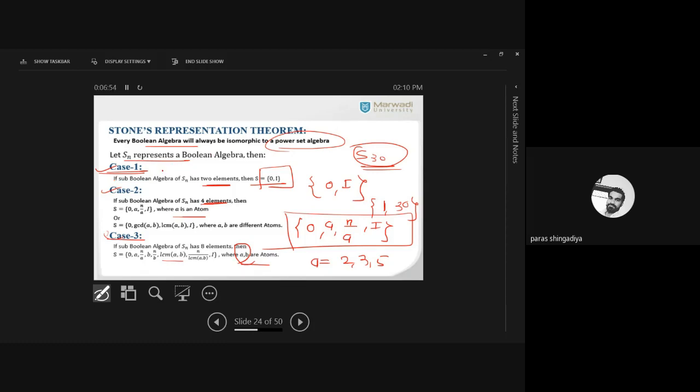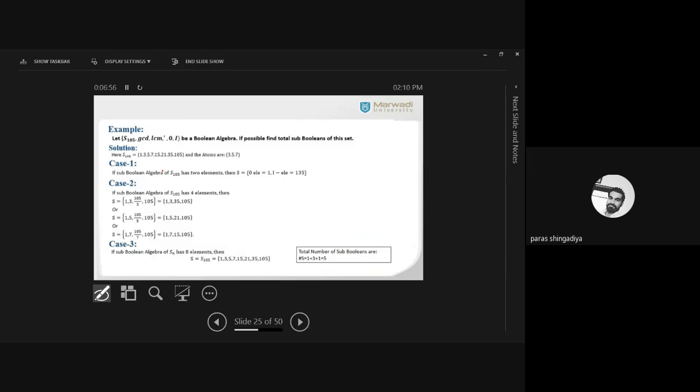Okay, so let's use this in one example here. Given S105, GCD, LCM, dash, 0 and I, be a Boolean algebra. So find out the total sub-Boolean algebras of this set. ठीक है, इसमें कितने सब Boolean algebra आप डिफाइन कर सकते हो, उसका टोटल आपको फाइंड करना है. ठीक है, so let's first consider the set S105. Which are the divisors of 105? 1, 3, 5, 7, 15, 21, 35 and 105. This will be the divisors of 105.